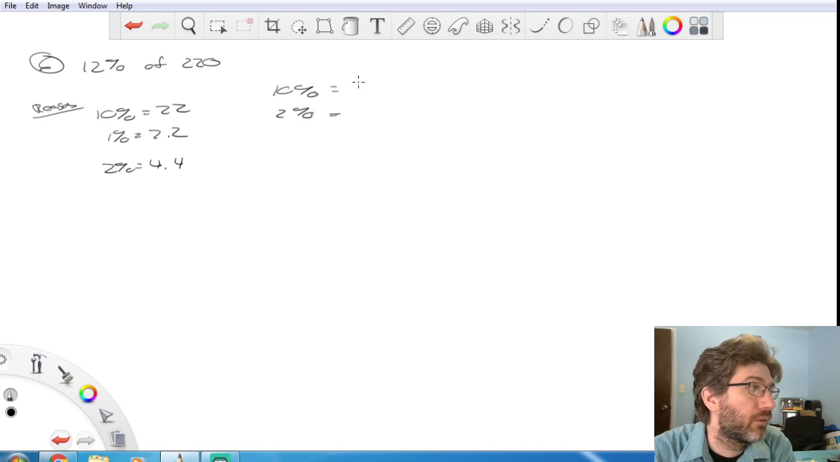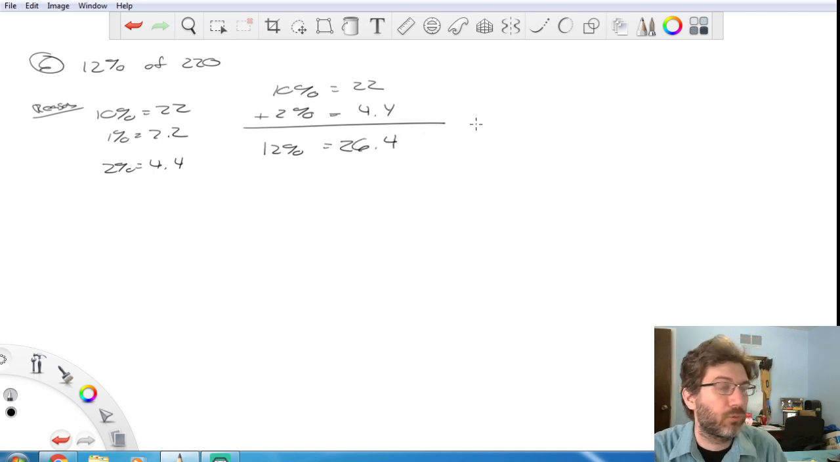10% is 22, 2% is 4.4. Add everything, this becomes 12%. And 22 plus 4.4 gives you 26.4. So that's one way to do it.